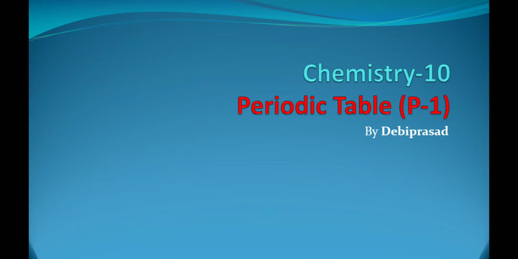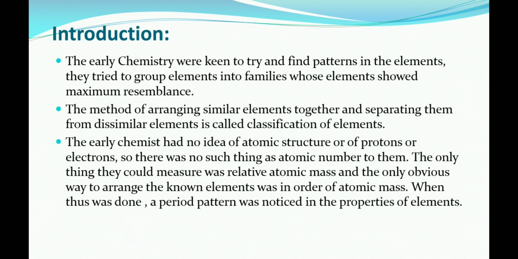In this video, I am going to explain all about the chapter periodic table. Introduction. The early chemists were keen to try and find patterns in the elements. They tried to group elements into families whose elements showed maximum resemblance. The method of arranging similar elements together and separating them from dissimilar elements is called the classification of elements.